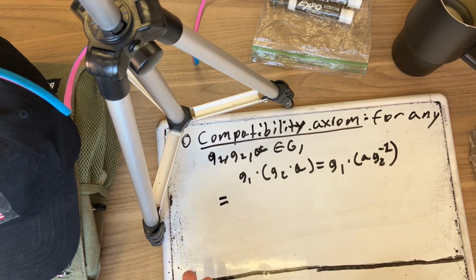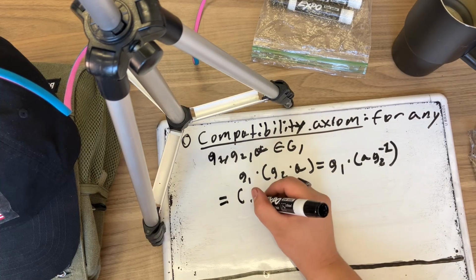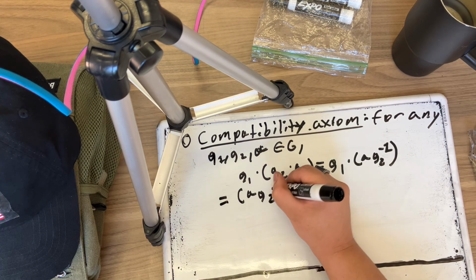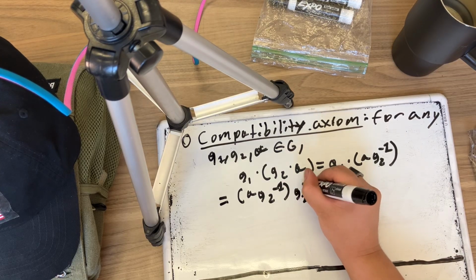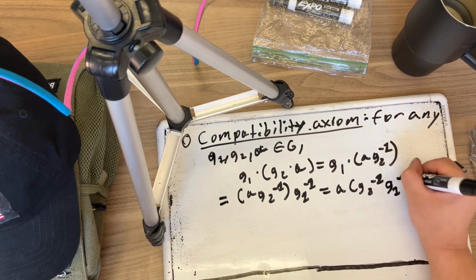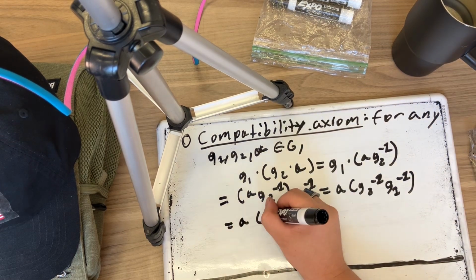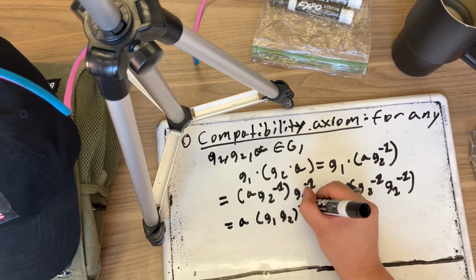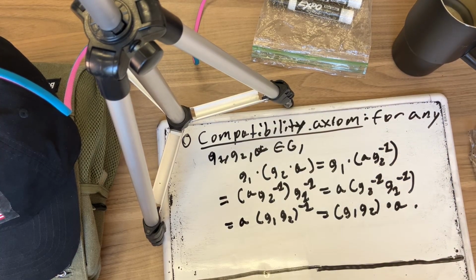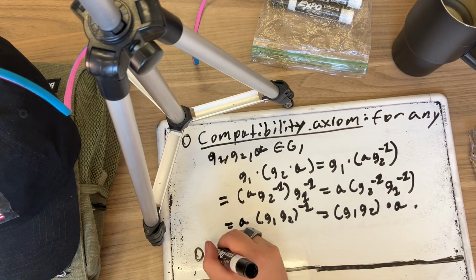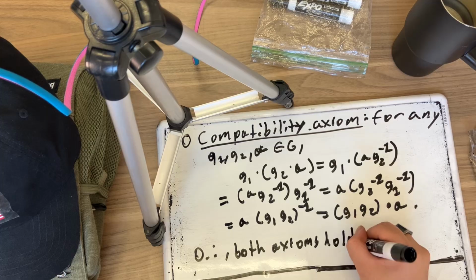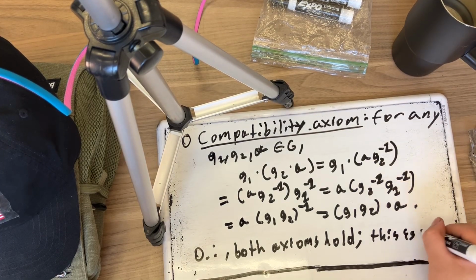But back on track, this is equal to open parentheses A G sub 2 to the negative 1 close parentheses G sub 1 to the negative 1, which is equal to A open parentheses G sub 2 to the negative 1, G sub 1 to the negative 1 close parentheses, which is equal to A open parentheses G sub 1 G sub 2 close parentheses to the negative 1, which is equal to open parentheses G sub 1 G sub 2 close parentheses dot A. So both axioms hold. Ergo, this is a left action.